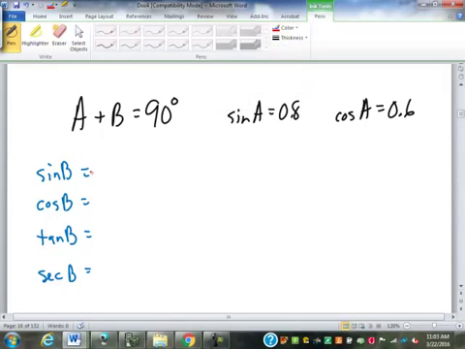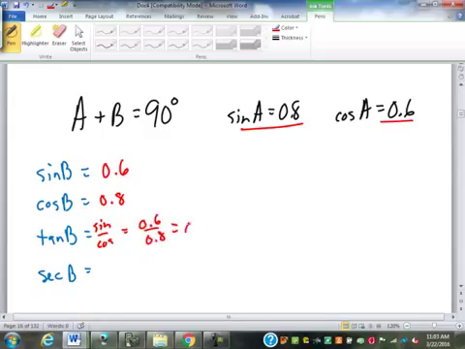Sine of B has to equal cosine of A, 0.6. How many of you had 0.6? Cosine of B has to equal sine of A, 0.8. Now that we know those, the rest is easy. Tangent of B is sine over cosine, or 0.6 over 0.8, or 0.75. Secant, 1 over cosine, so 1 over 0.6, or 1.6667. Oh, so you're right, 0.8. So 1.25. Correct. What do you think?